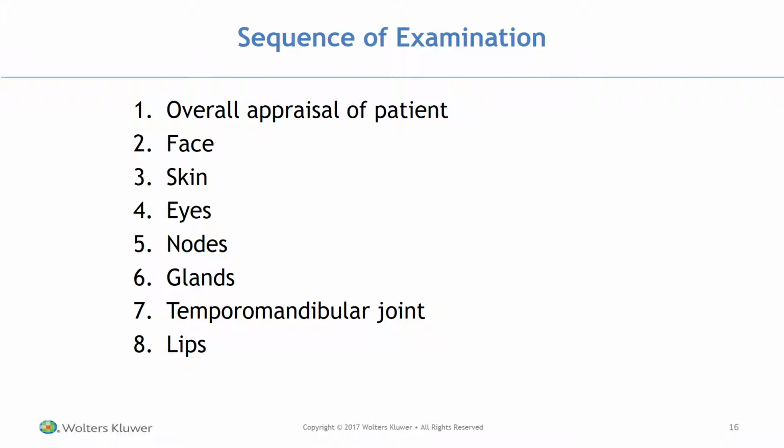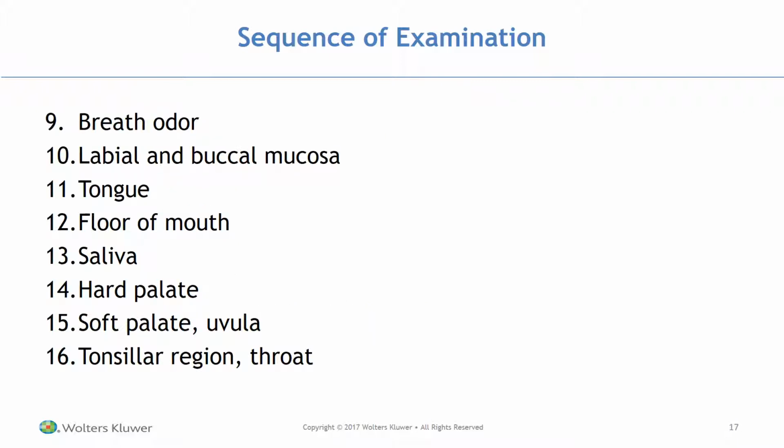Now, this sequence, this is what's recommended by the ADA and the National Cancer Institute, or I shouldn't say the ADA, the National Institute of Health and the National Cancer Institute. But I don't use this one. I always start with the skin and face, eyes, and then I do the TMJ down to the glands, and then now we're going from the extraoral and working our way intraorally.